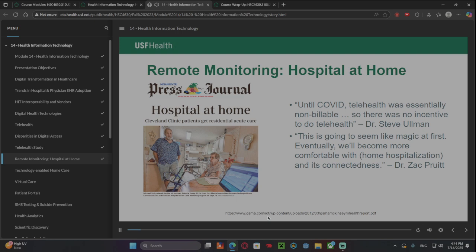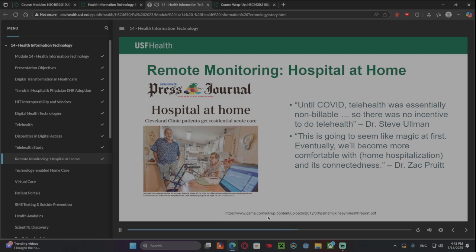Here's another application of telehealth. This is remote monitoring. Hospital at home is a way to expand the inpatient services to patients' homes, with clinicians checking on them daily, and also having technologies monitoring the health and well-being, from blood pressure monitors to cameras to communication portals and more. Hospitals at home can effectively and safely care for patients outside of the inpatient setting.